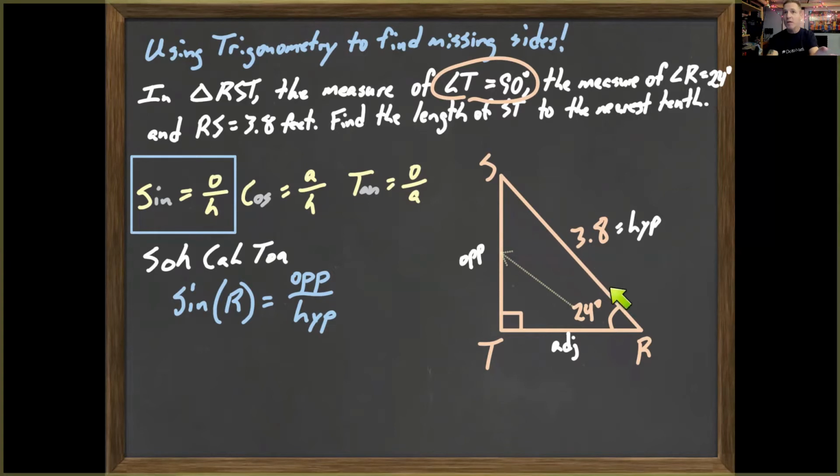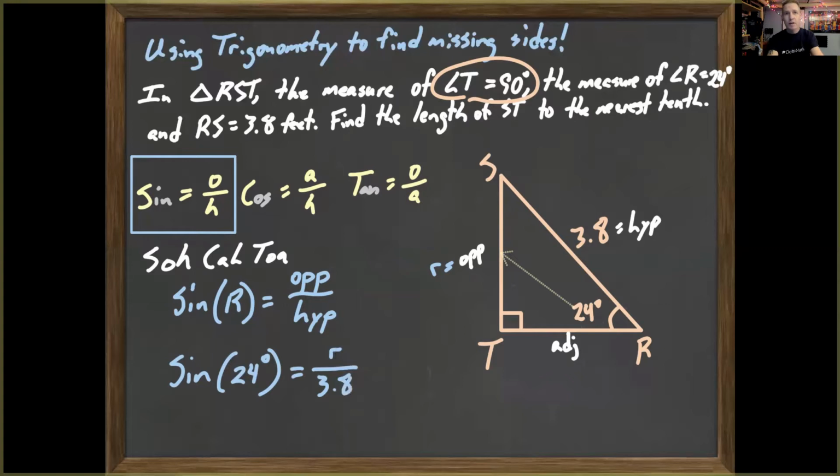And remember, it's all dependent on our reference angle. If they gave us this angle, it would be flipped around, right? Then this would be our opposite side and this would be our adjacent side. So since they gave us angle R, that's what I'm going to use. The opposite side over the hypotenuse. So I'm going to go ahead and label this r, because that's what I'm looking for. That's kind of the convention, right? We use the lowercase letter for the opposite side. So this is lowercase r, represents the length of this side. So the sine of 24 degrees equals r over 3.8.